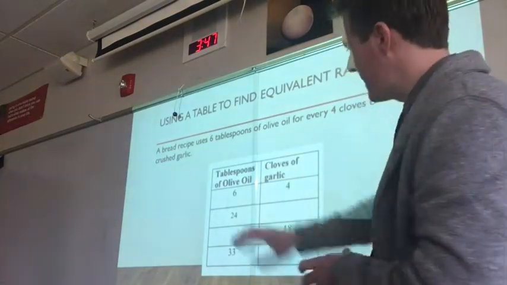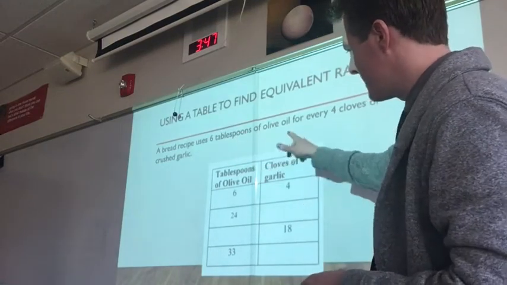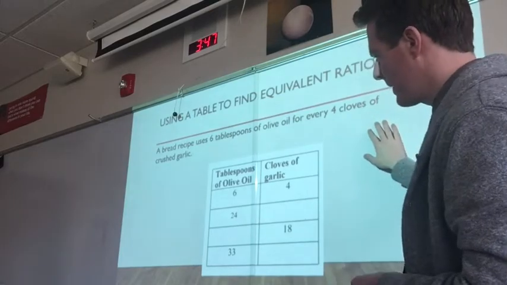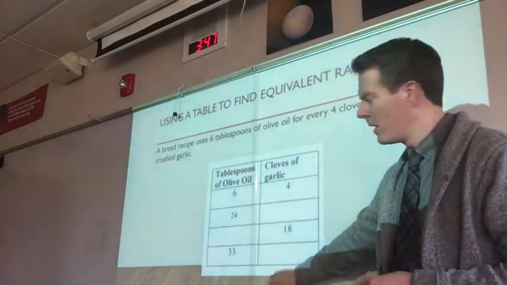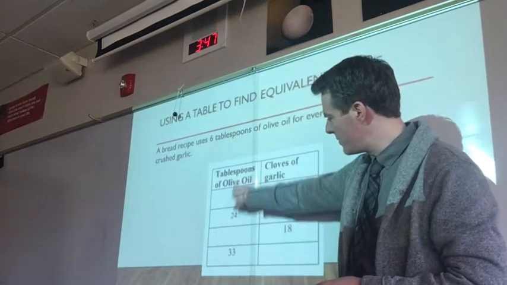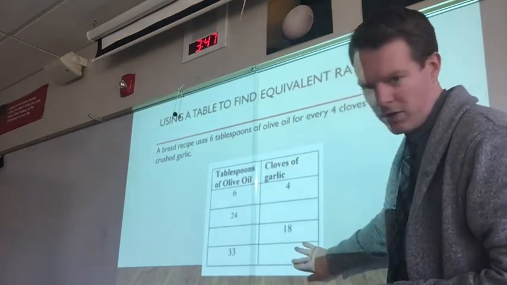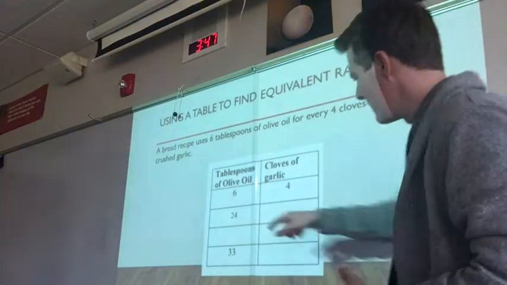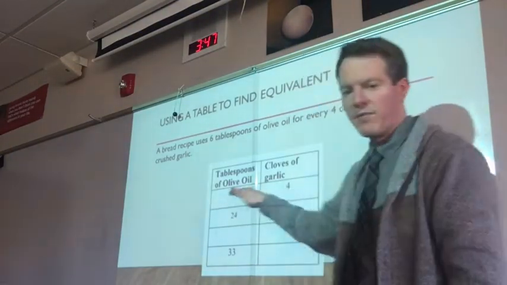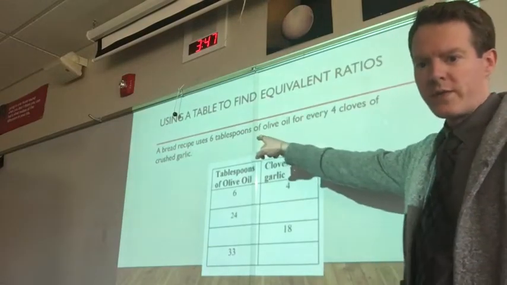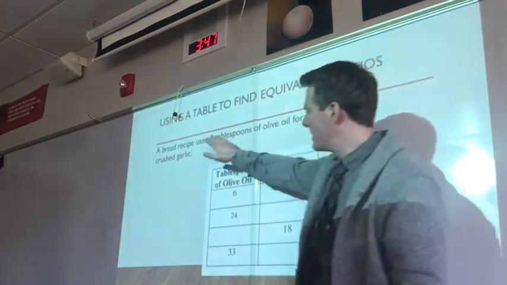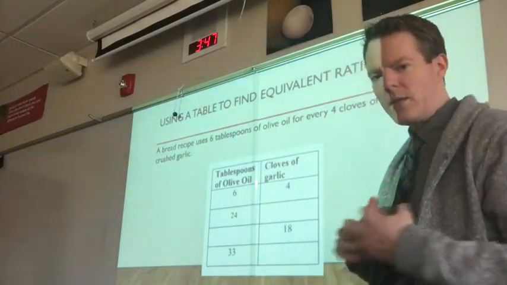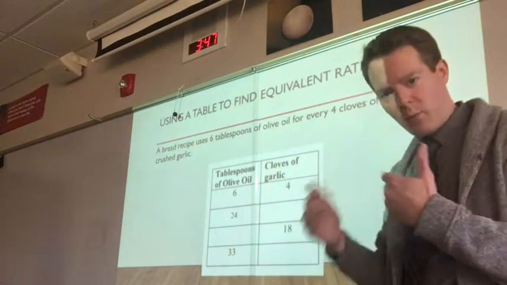So this problem says a bread recipe uses 6 tablespoons of olive oil for every 4 cloves of crushed garlic. So here is a table that starts off with the left side is your olive oil and the right side is your garlic. So we're looking for equivalent recipes that will make this same bread. So the first one filled out is the 6:4 ratio, which is the one that they gave us in the recipe. Okay, 6 tablespoons of olive oil to 4 cloves of garlic. Now I have to fill in the missing boxes that will be equivalent.